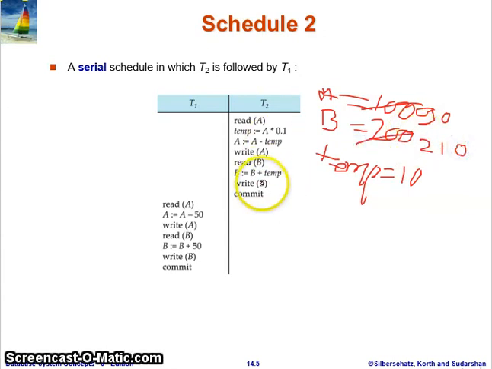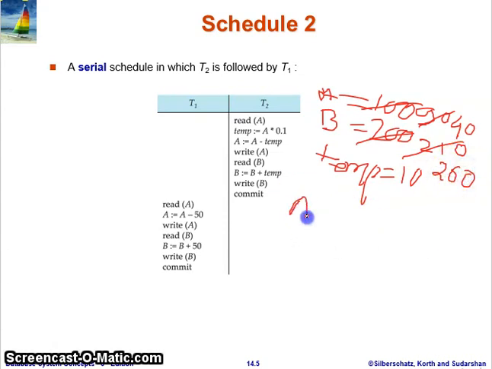After completing the transaction T2, this is the value of A and B. Then transaction T1 will read the value of A, which is 90, and deduct 50. 90 minus 50 is 40, and write A, means the value 40 of A will be written, and read B again. B's current value is 210 and add 50 rupees. 210 plus 50 equals 260, and write B 260.